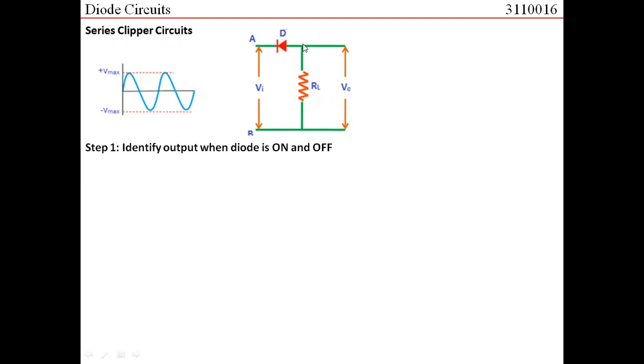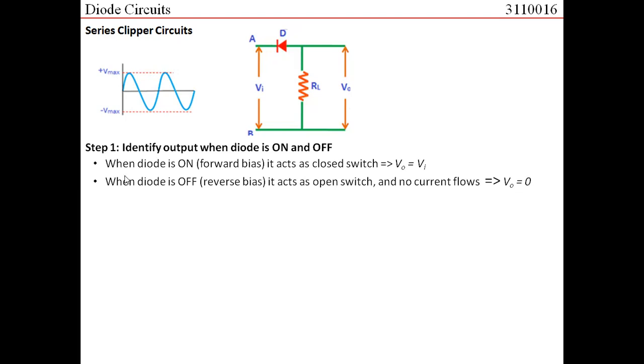Why? Because this acts as a short circuit. So input voltage and output voltage would be the same. So what is the conclusion? The conclusion is that when the diode is on, output voltage would be the same as input voltage. Similarly, this is what we write: when the diode is on, it acts as a closed switch, so output voltage is equal to input voltage.